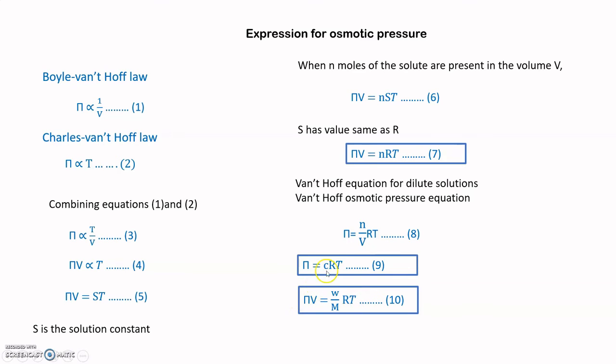Taking this equation 8, it can be rewritten as pi V equal to, instead of n you can write weight by molecular weight, that is W by M RT. Using this expression 10 you can calculate the molecular weight of the solute present. That is given by M, molecular weight of solute, equal to W RT by pi V. So if you know the osmotic pressure, you can calculate the molecular weight. So this is the expression for osmotic pressure and the relation between osmotic pressure and molecular weight of the solute.